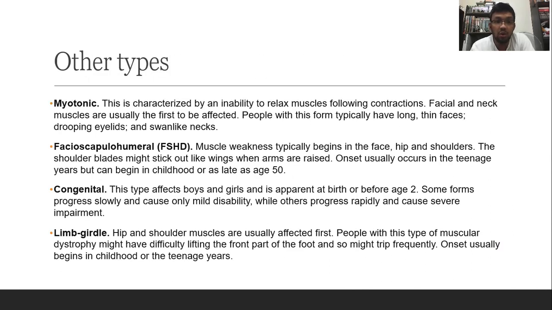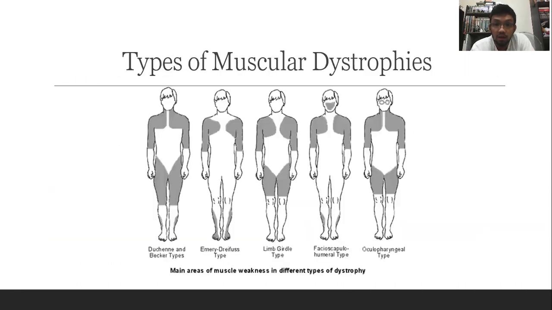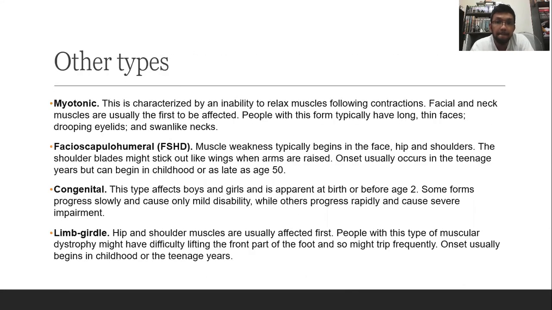We have the fascioscapulohumeral type. The muscular weakness typically appears in the face, hips, and shoulders, as you can see here. The face, the hips, and the shoulders. Even the back of the legs. Shoulder blades might stick out like wings when arms are raised. So if they raise their arms, you can see that their shoulder blades are very prominent. Onset usually occurs in the teenage years, but can begin in childhood or as late as 50 years of age.